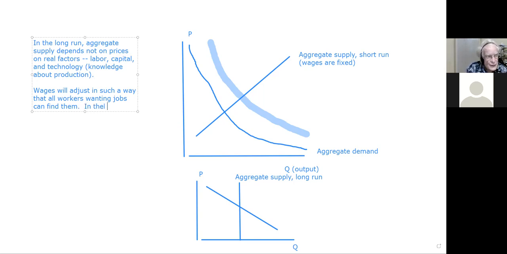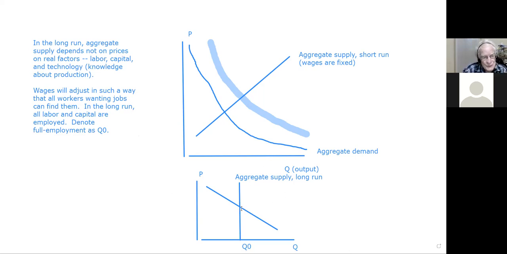In the long run, all labor and capital is employed. Everybody's working. So note that level of output, when we have full employment, is the full-employment level.